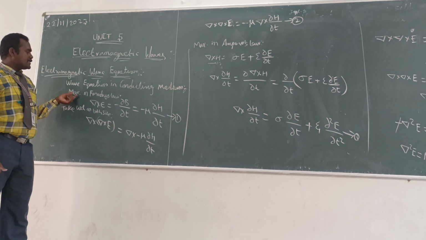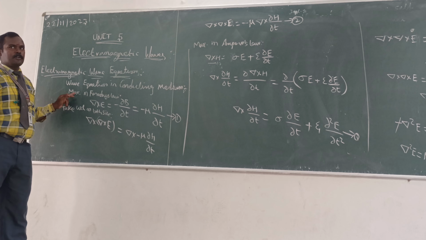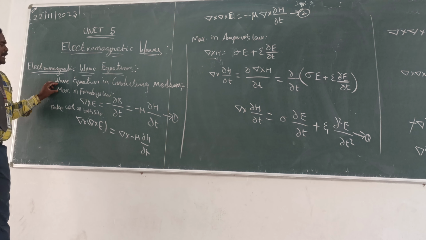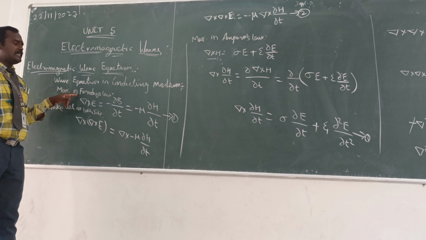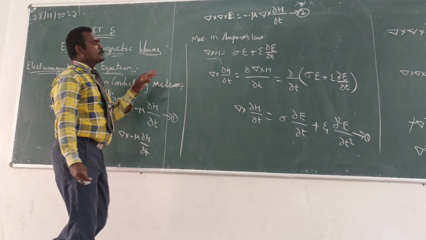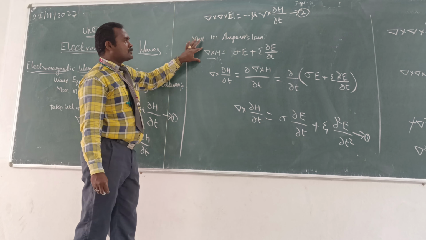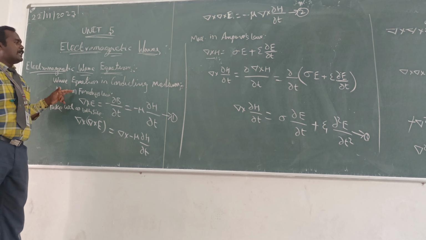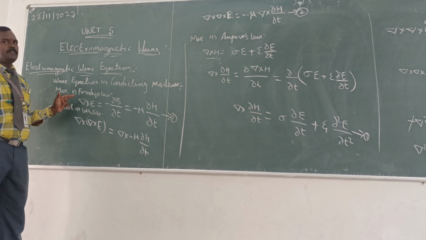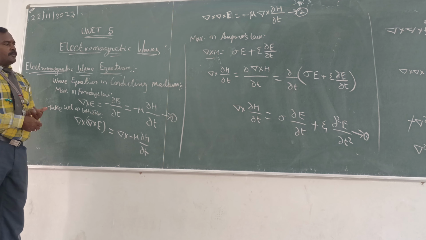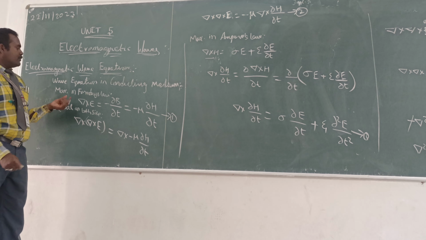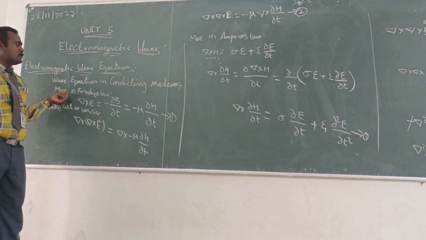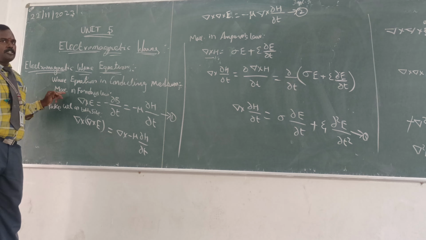For the electric field, you need to consider two laws from Maxwell's equations: the Maxwell equation from Faraday's law, and the Maxwell equation from Ampere's law. Initially, you can derive the electromagnetic wave equation from Maxwell's equations. So you should remember the Maxwell equations, all four equations.